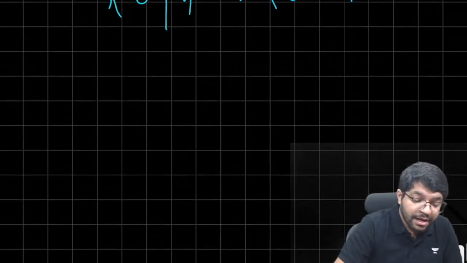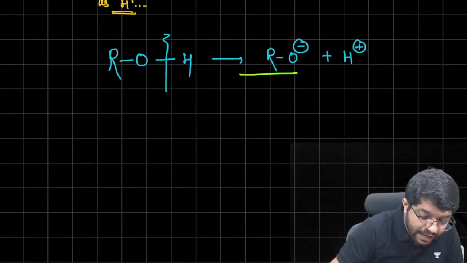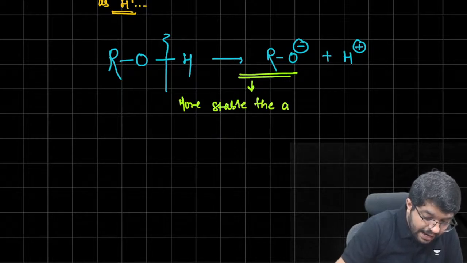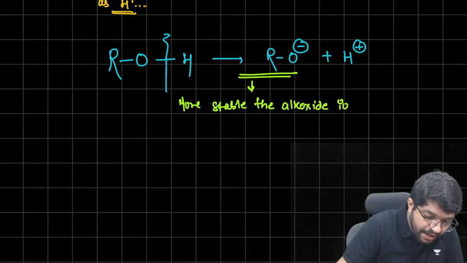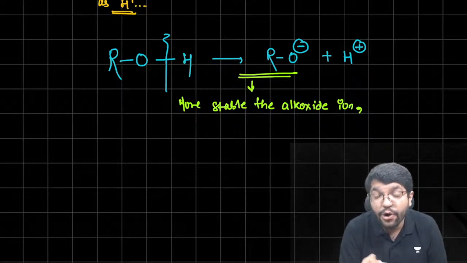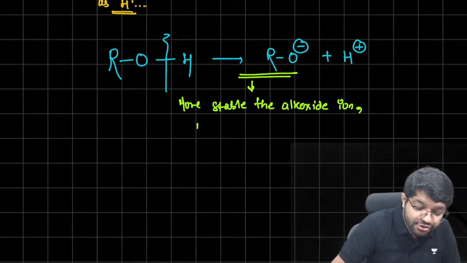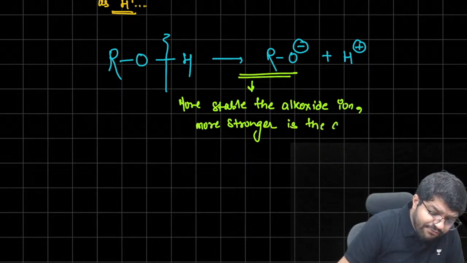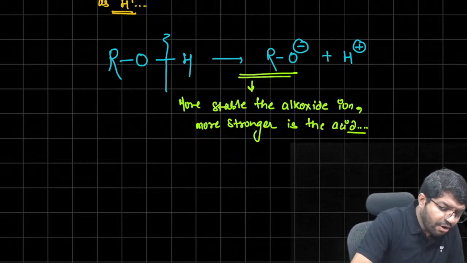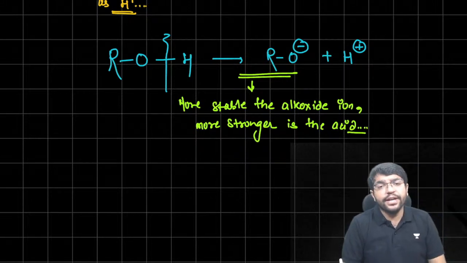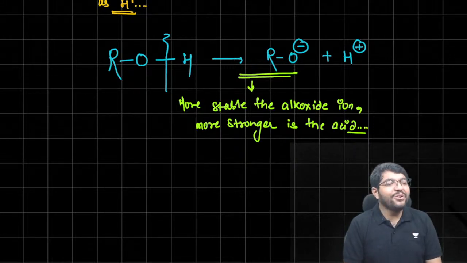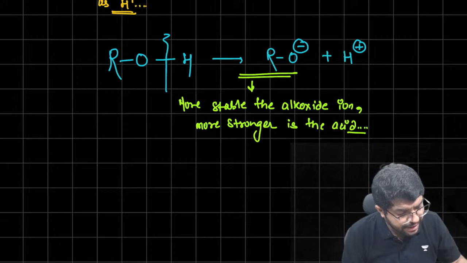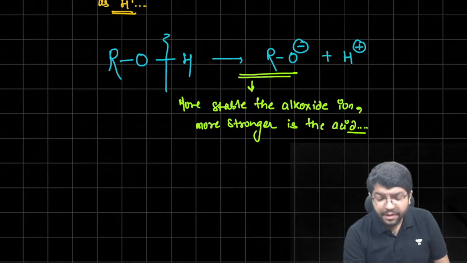Most important: the more stable the alkoxide ion, the stronger is the acid. If after my breakup I am stable, I am bound to be a strong acid, right? After losing H plus, I am happy. Wow, what a beautiful world. So I am bound to be stable, correct? Absolutely, it is right, no doubt in that.